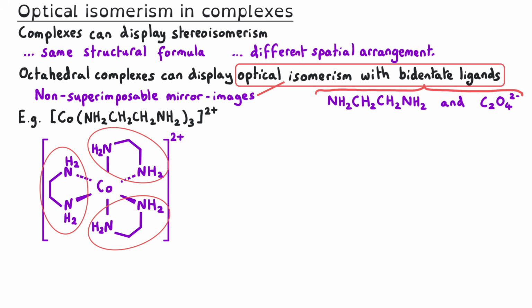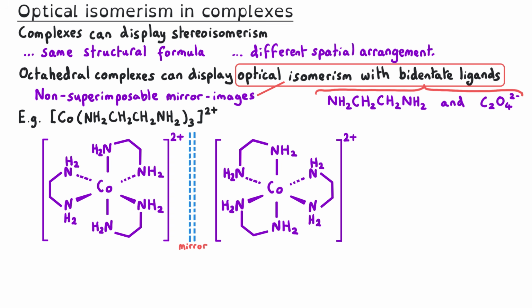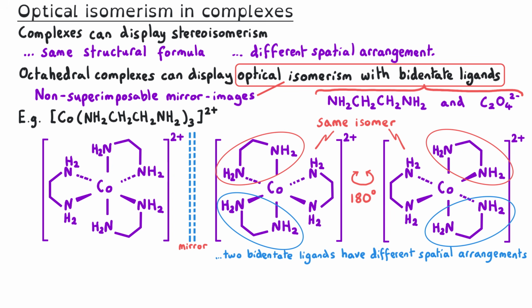You can see here these are the 3 bidentate ligands. The spatial arrangement is all important here. Those wedges are coming out towards us and those dashed lines are moving away from us. If we put a mirror here and we draw the mirror image of this complex, right now these 2 complexes look identical. But if one of the isomers, for instance the one on the right, is rotated 180 degrees, 2 of the bidentate ligands now have different spatial arrangements to the other optical isomer.